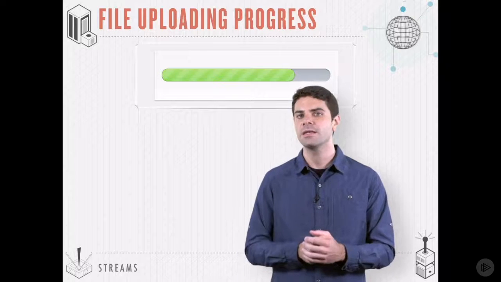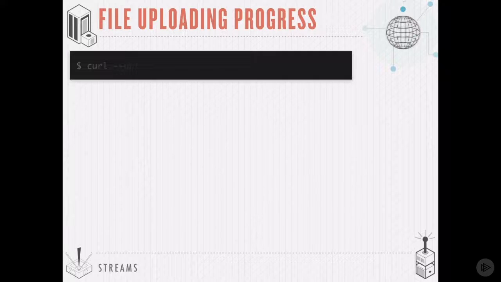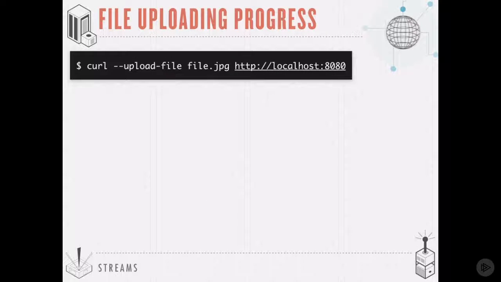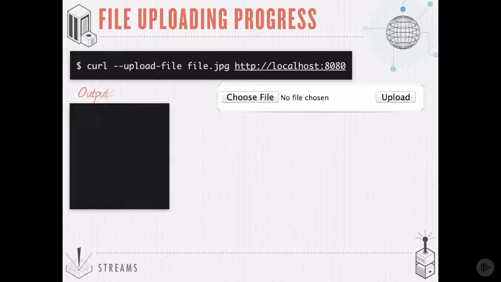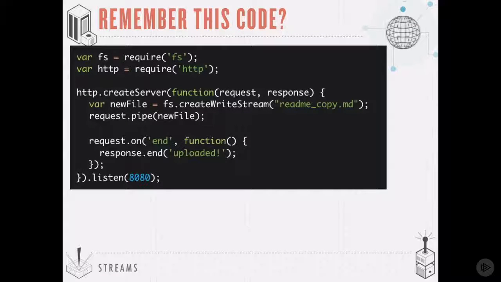So let's look at how we can implement our own file upload with progress. This is what our uploader will look like. We need to be able to issue a request passing in a file, either from the command line using curl or from the browser, and then receive the progress as the file is being uploaded. To implement this, all we need is the HTTP module and the file system module, which we've already been using from our previous examples. So we'll start with our upload code, which we already created.